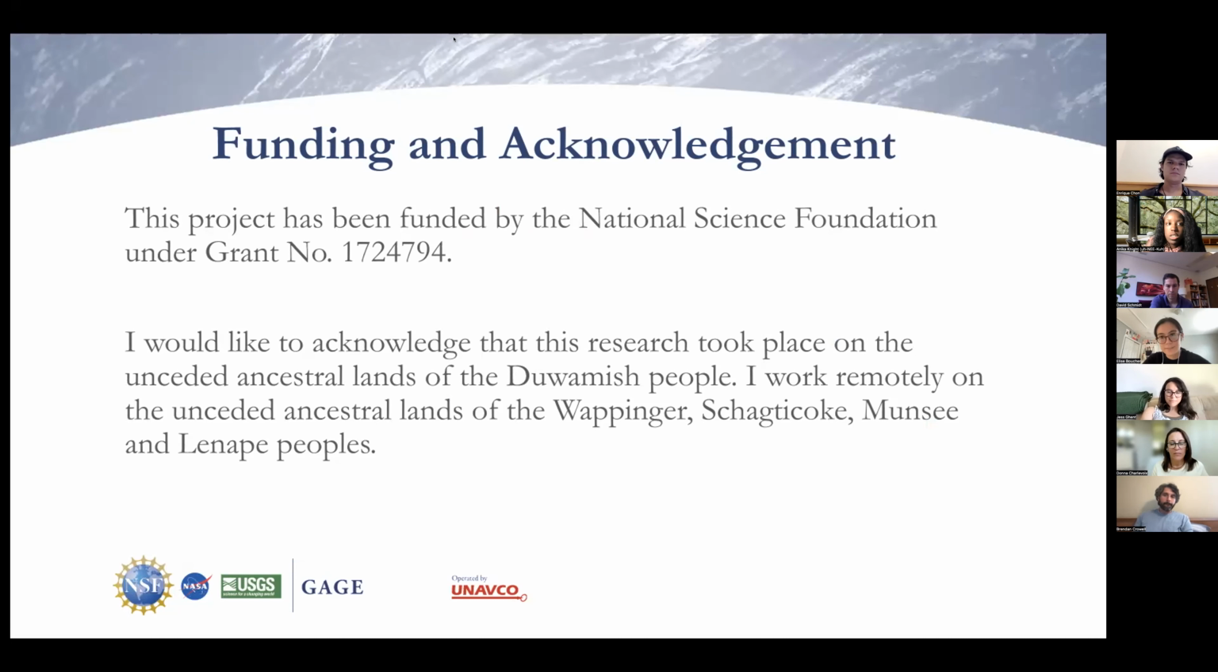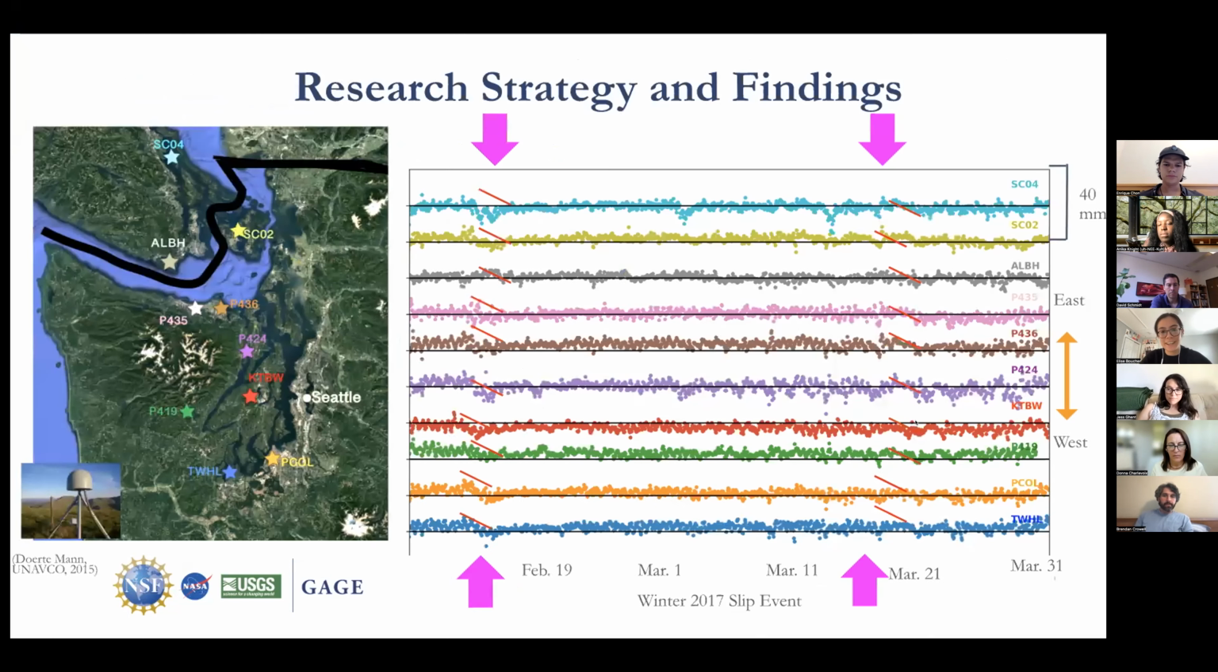Okay, I have one. Was there something as you were going along that surprised you about your project? It was really interesting to see what was happening on the sub-daily scale, like here, just playing around with the different time scales.